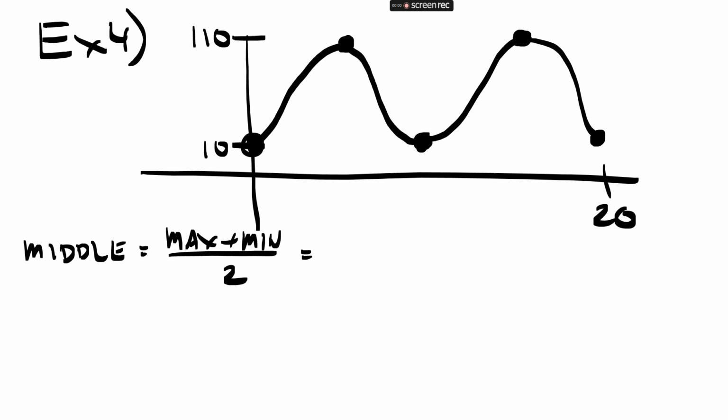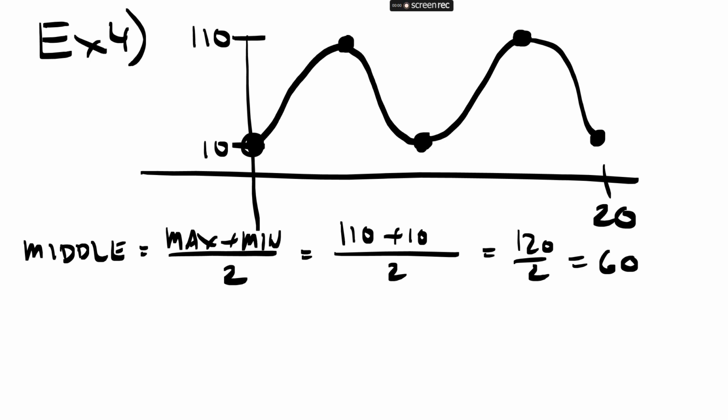Technically, you're just getting the average between the two numbers. So maximum is 110, minimum is 10, divide by 2. I have 120 divided by 2, or 60. So now I know 60 is my middle.